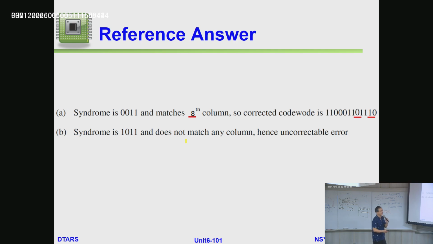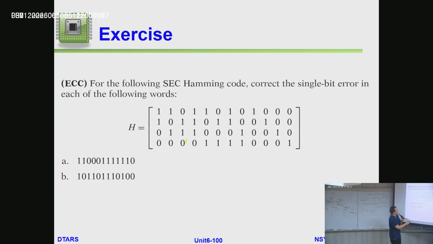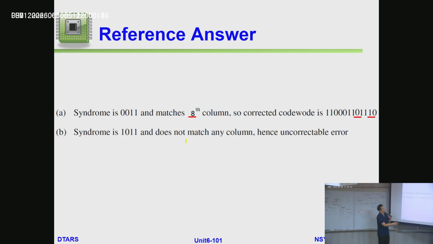How can we correct this error? We find the bit of the code word, 1, 2, 3, 4, 5, 6, 7, 8. This one, originally it is 1, then we correct it to 0. Then this should be our result. And you can double verify this result. If you multiply this one by this H matrix, it should be equal to 0. Because this is a non-code word, if you multiply the original one with this one, it will not be 0. And it can be matched. So it is this one.